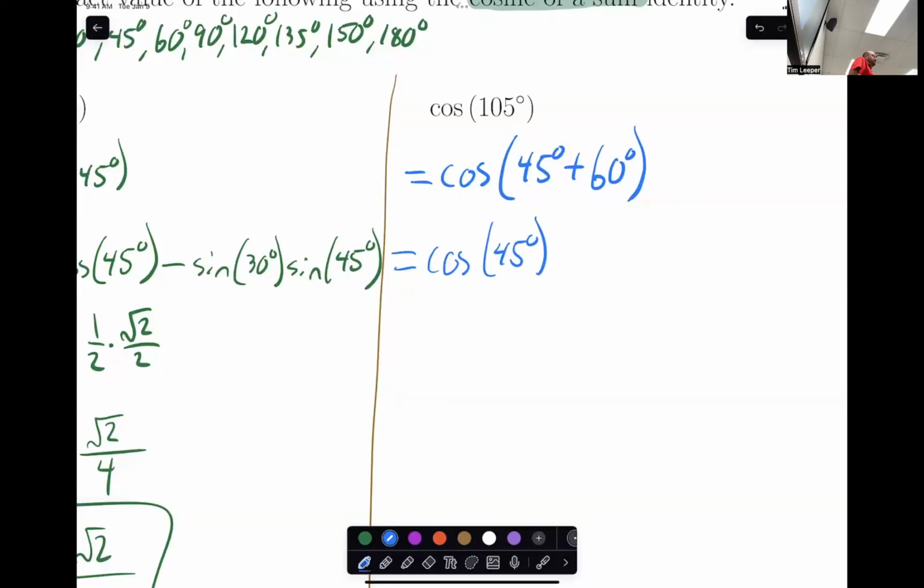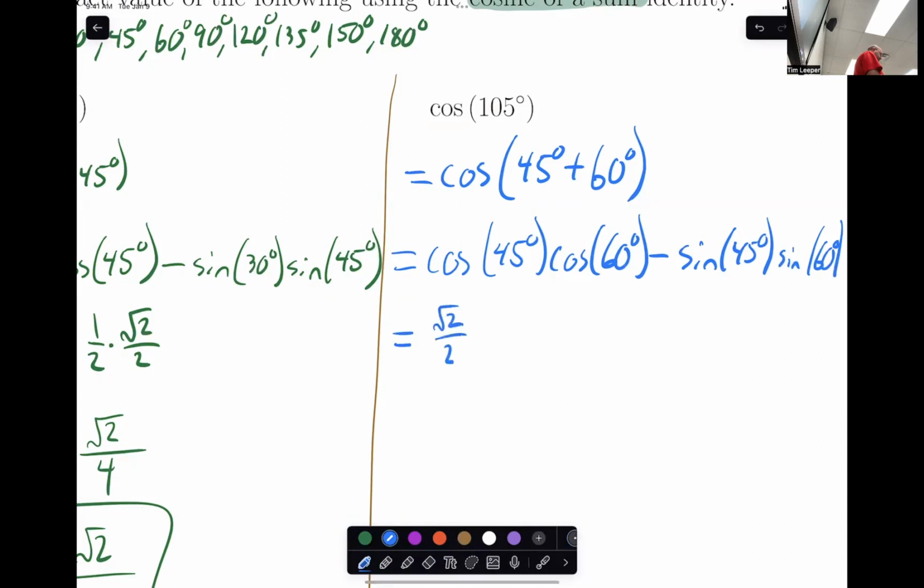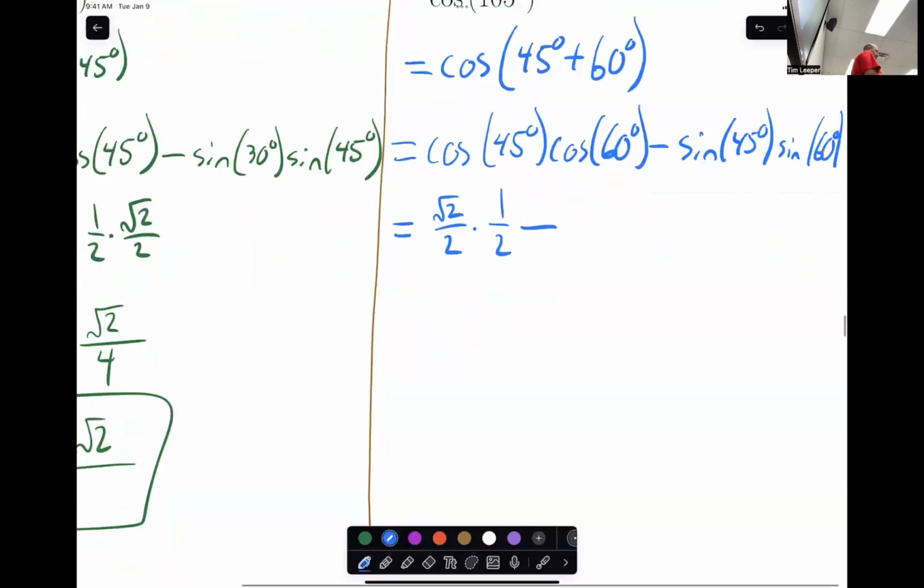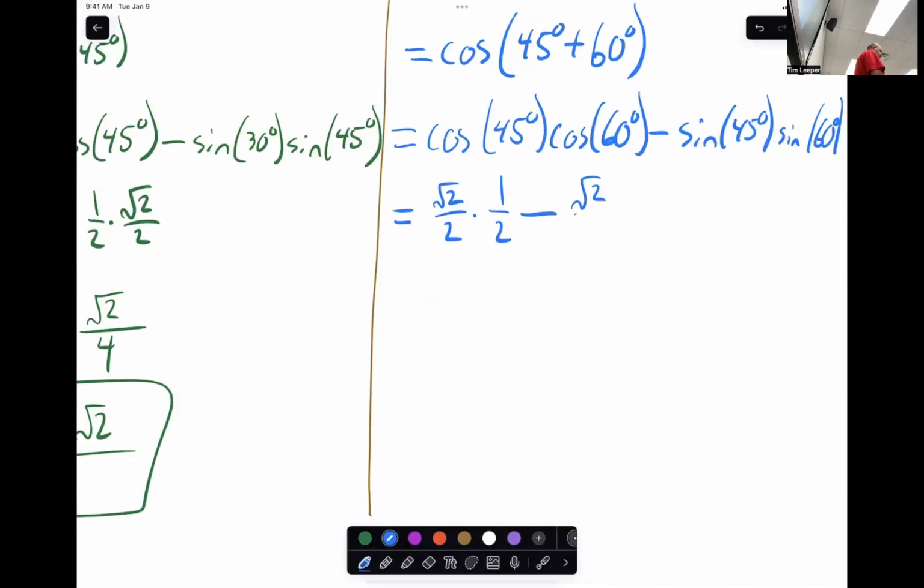So the cosine of 45 degrees plus 60 degrees is the cosine of 45 degrees times the cosine of 60 degrees minus the sine of 45 degrees, sine of 60 degrees. So the cosine of 45 degrees is what? Square root of 2 over 2. Cosine of 60 degrees is 1/2. And then minus sine of 45 degrees, square root of 2 over 2 times sine of 60 degrees is square root of 3 over 2.